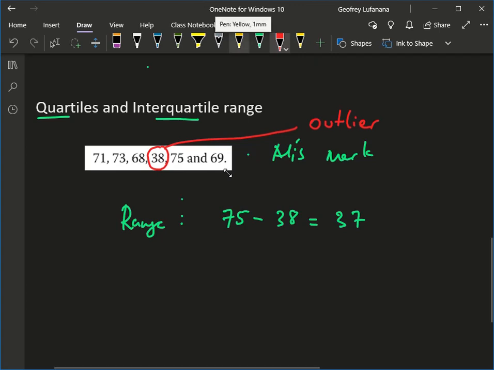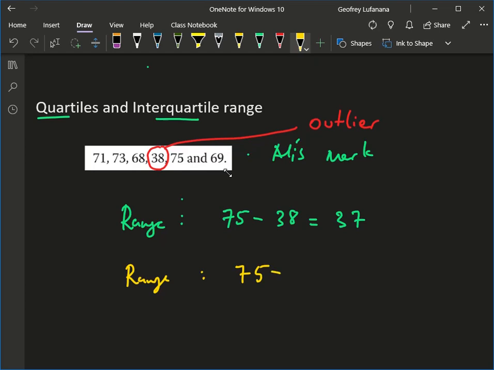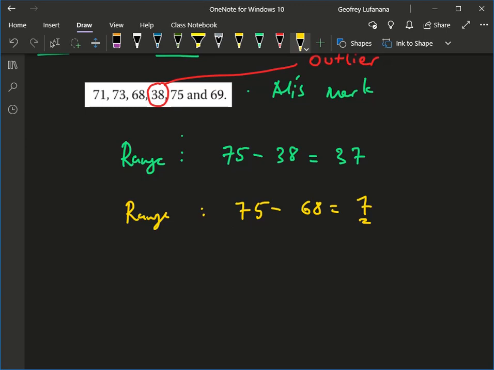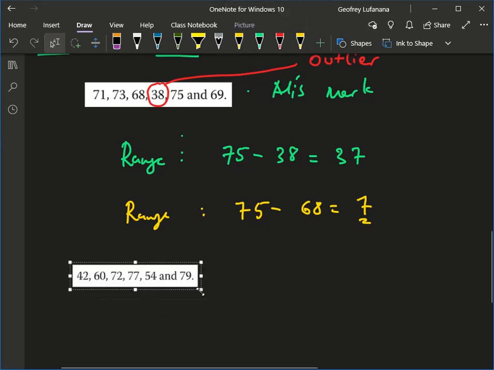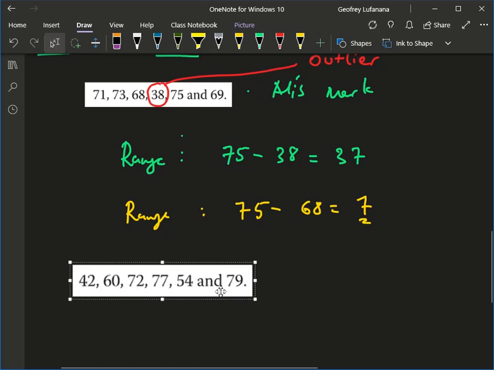If we ignored the outlier and calculated his range without the outlier, it would be 75 minus 68, which is 7, really quite low. Let me compare it with another data set. Let's take, for example, Betty's marks. Her marks are 42, 60, 72, 77, 54, and 79.